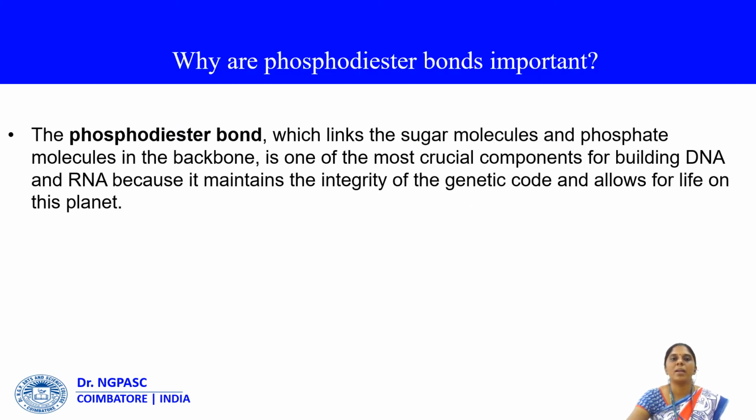So why is this phosphodiester bond very important? This phosphodiester bond links the sugar molecule and phosphate molecules in the backbone. This is the most crucial component for building DNA and RNA. If the phosphodiester bond is not there, the integrity of the genetic code will be lost and there will be several deleterious effects. So the phosphodiester bond is used to maintain the integrity of the genetic code.